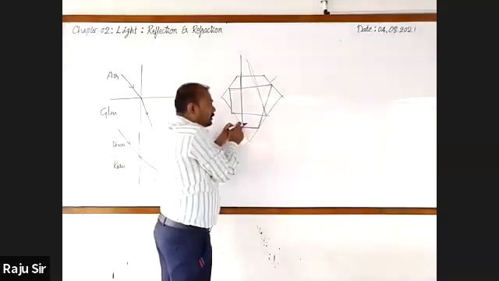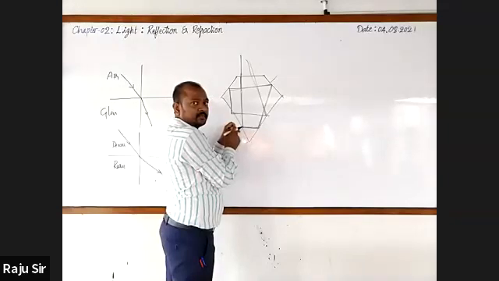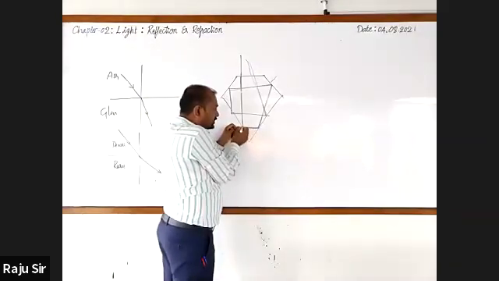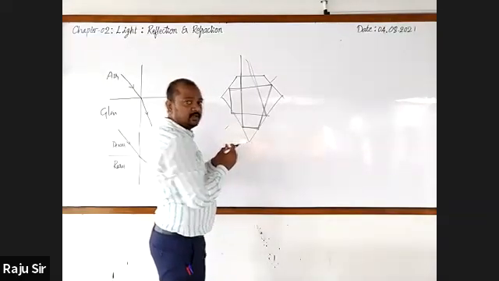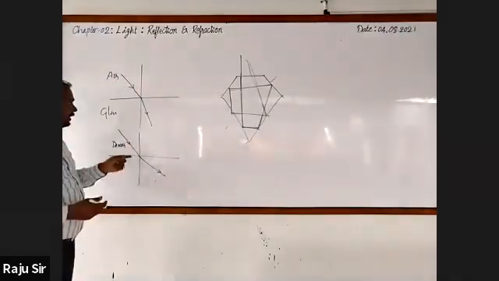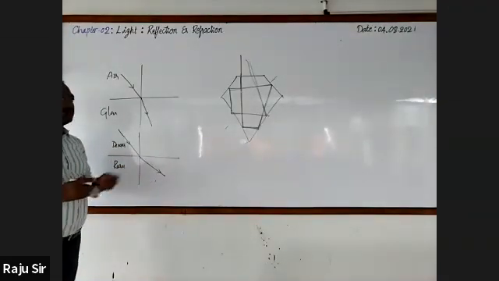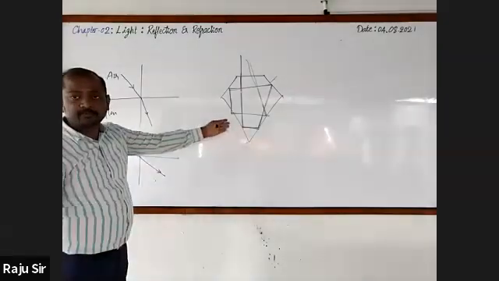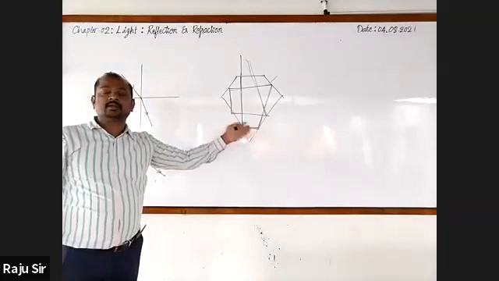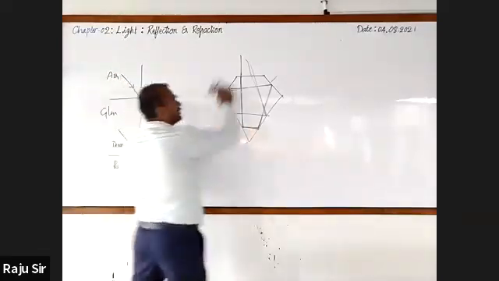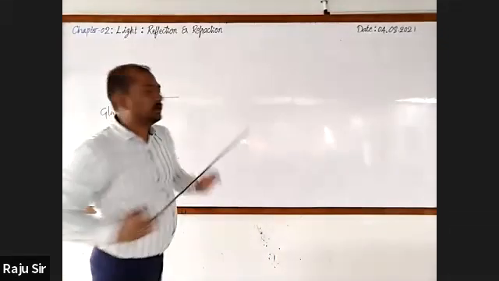Then it has to pass from denser to rarer. Before passing, it is getting reflected. Understood? It is trying to go away from it. That means it will bend away from the normal. Here, instead of undergoing refraction, it gets reflected. Let me tell you the reason.